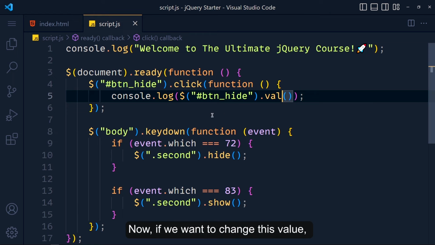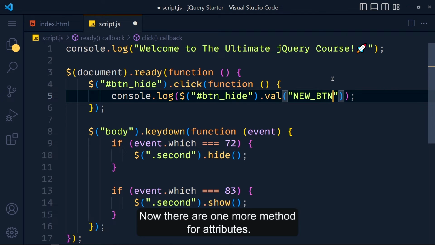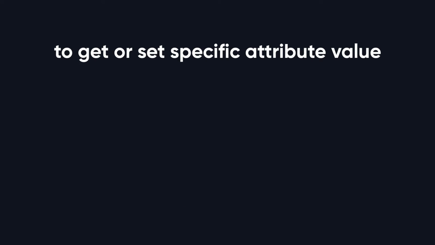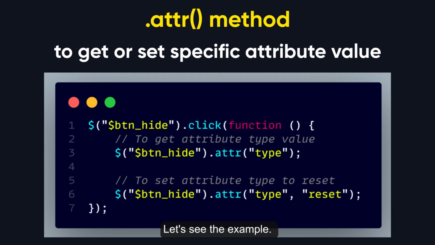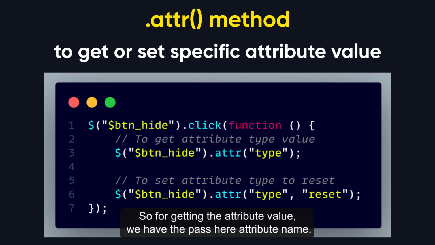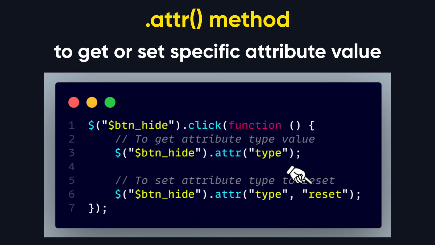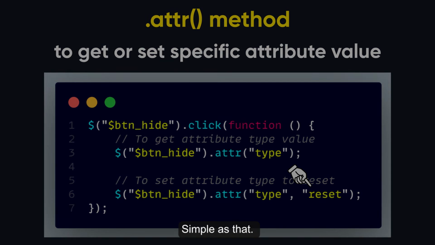Now if we want to change this value, then we can also change it by passing a value here in the val method. Now there is one more method for attributes. So if we want to get or set a specific attribute value, then we use the attr method. Let's see the example. For getting the attribute value, we pass the attribute name, and if we want to set the value of that attribute, then we can pass it in the second argument. Simple as that.